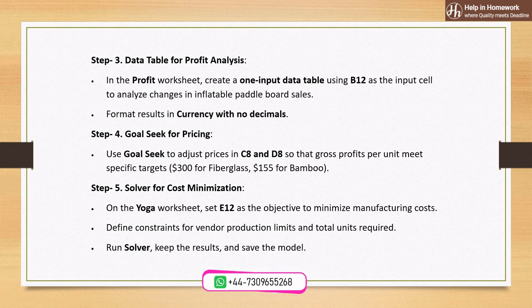Step 5. Solver for Cost Minimization. On the Yoga worksheet, set E12 as the objective to minimize manufacturing costs. Define constraints for vendor production limits and total units required. Run Solver, keep the results, and save the model.